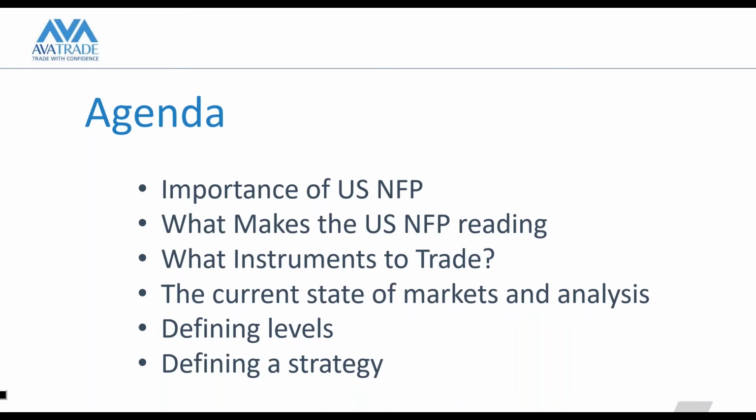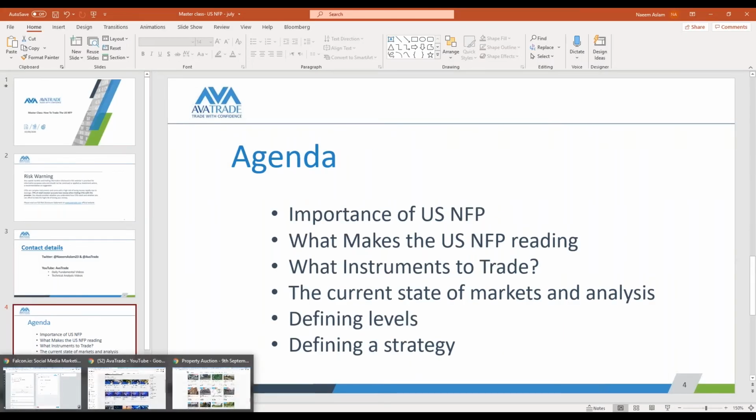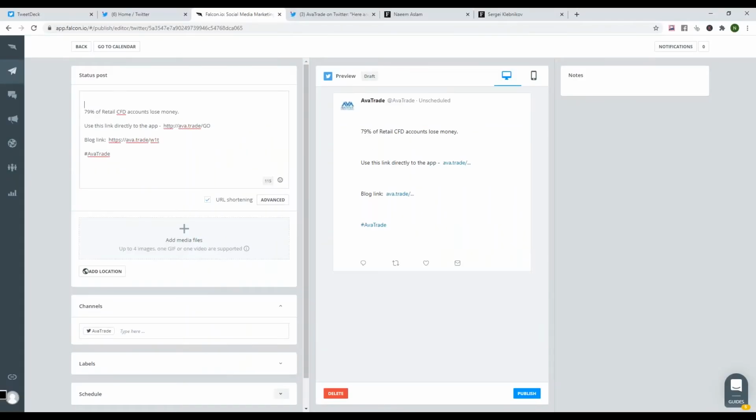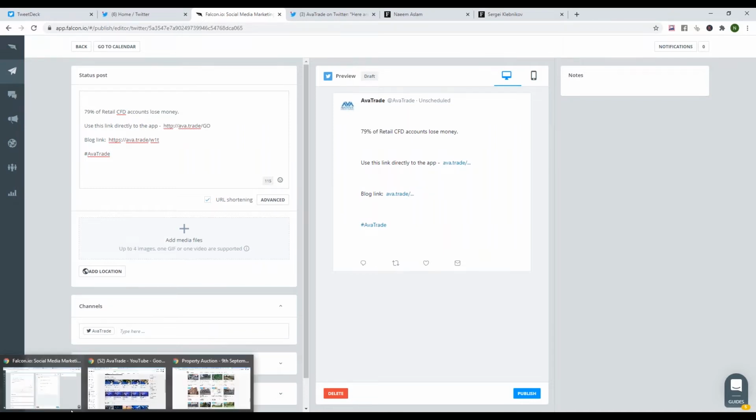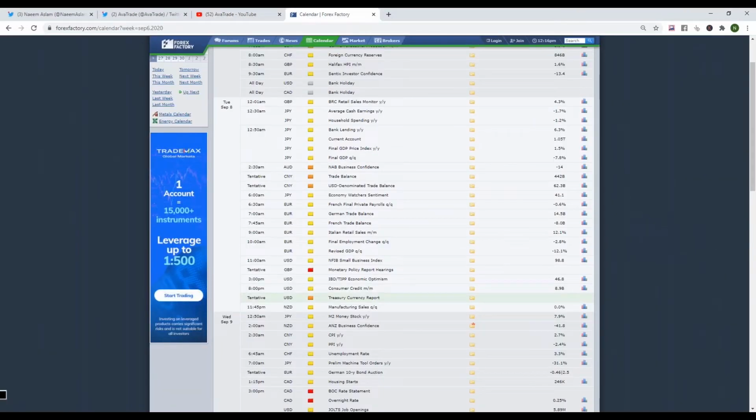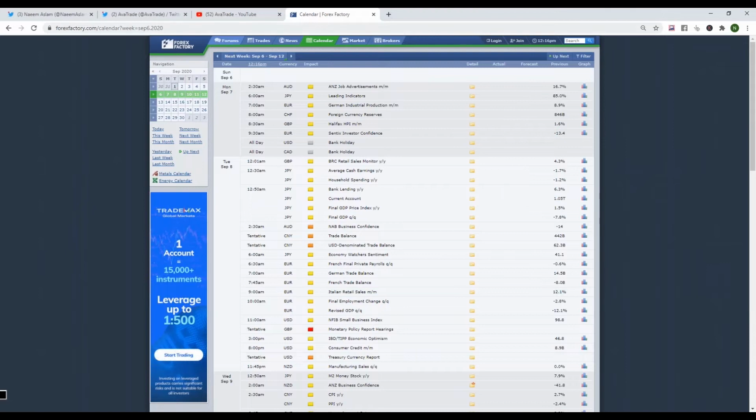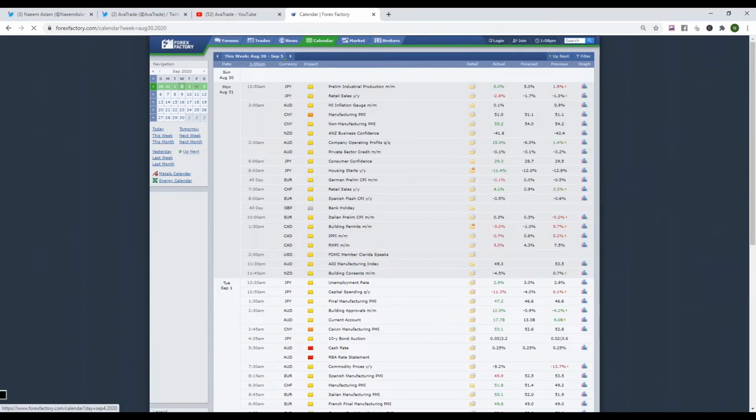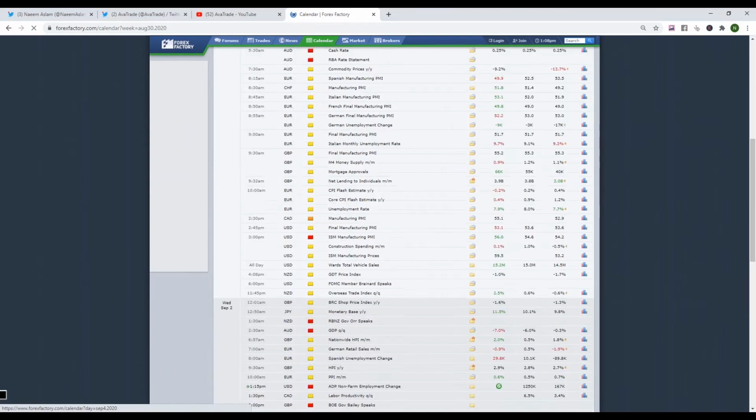And secondly, what makes the US NFP reading? The first one you will see today out of that is the ADP data. So let me bring that out again. What you can see is you can go to Forex Factory, you can go to any or even AvaTrade's website as well. You can download the calendar from there as well. I do both of them, and then what we've got to do is look at the components of the US NFP and why it is important.